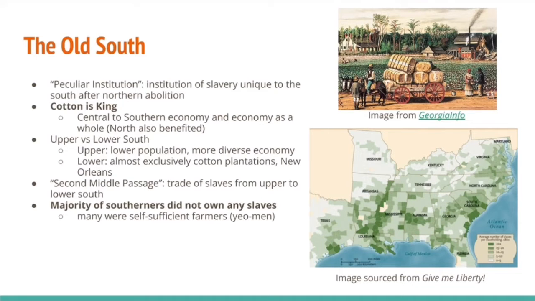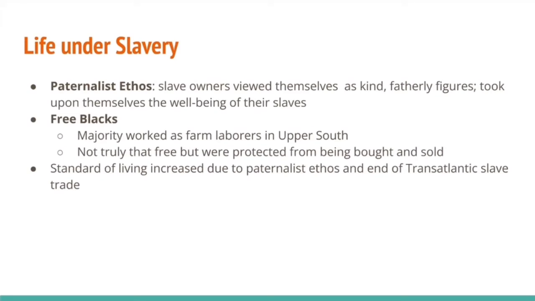Another key idea is that the majority of Southerners did not own any slaves at all. Many instead were self-sufficient farmers, or yeomen. The paternalist ethos was an idea that slave owners had that they viewed themselves as kind, fatherly figures and took upon themselves the well-being of their slaves. They used this to justify their actions as being a positive good.